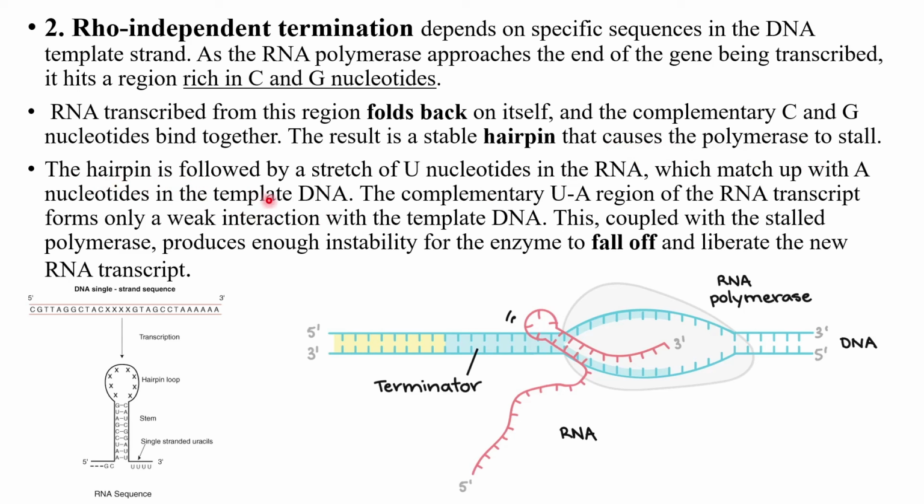The hairpin is followed by a stretch of U nucleotides in the RNA which match up with A nucleotides in the template DNA. The complementary UA region of the RNA transcript forms only a weak interaction with the template DNA. This, coupled with the stalled polymerase, produces enough instability for the enzyme to fall off and liberate the new RNA transcript. This is the whole concept.